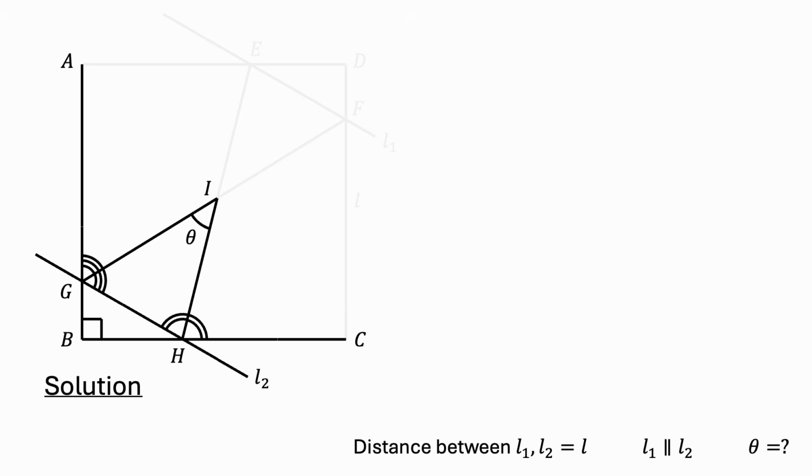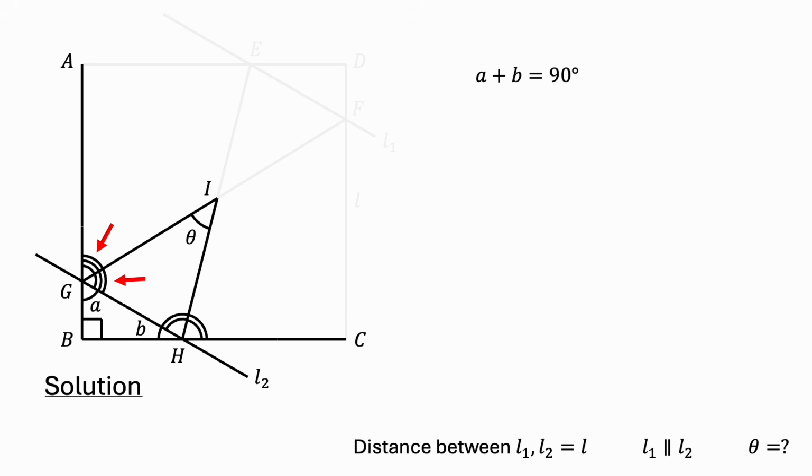Finally, consider this part of the diagram. Let angle HGB equals A and angle BHG equals B. In triangle GHB, the angles sum to 180 degrees. Therefore, we have A plus B plus 90 degrees equals 180 degrees, and so A plus B equals 90 degrees.